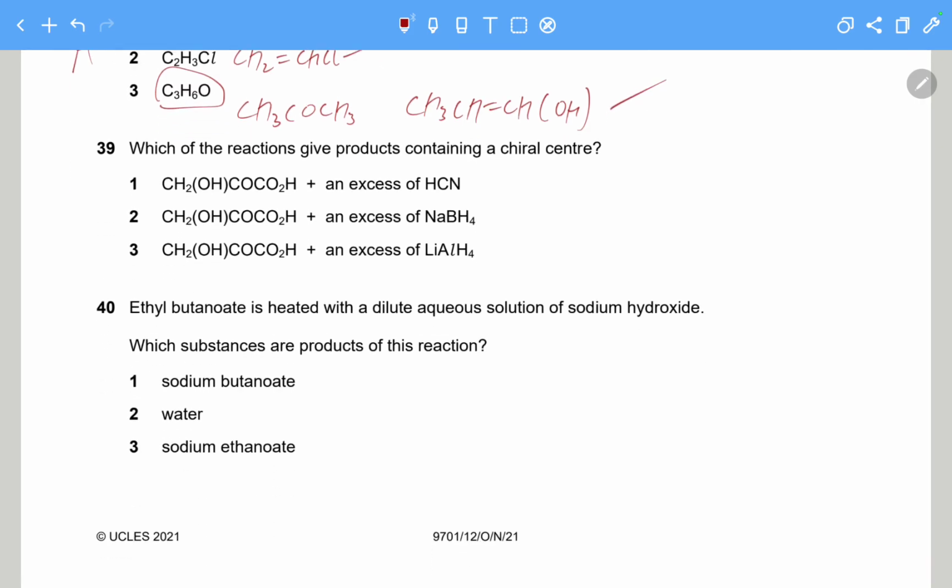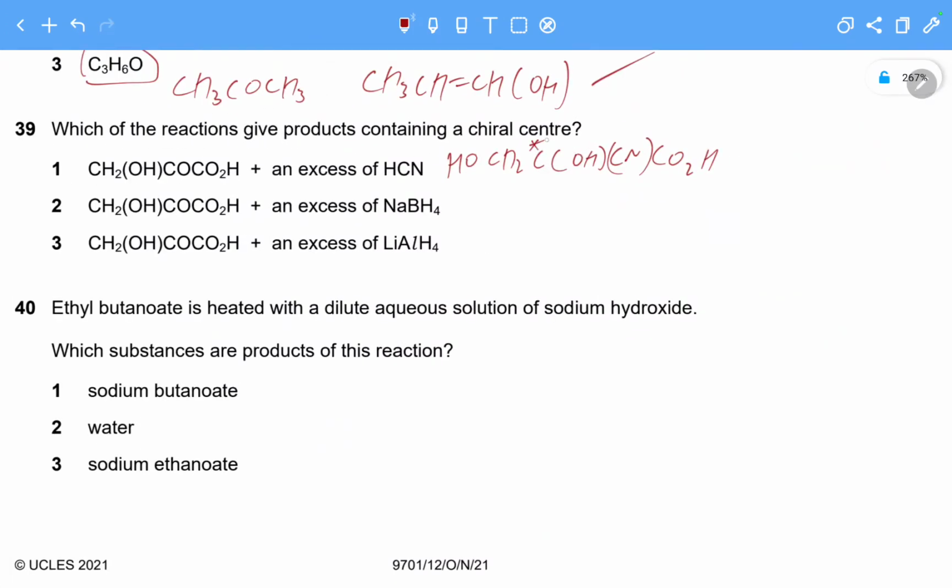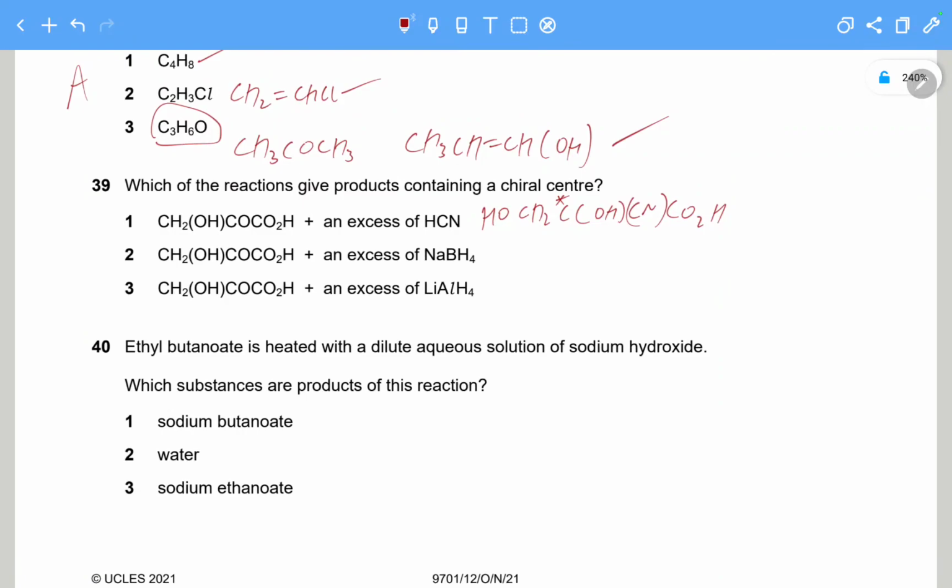The penultimate question: which of the reactions give products containing a chiral center? CH2OH COCO2H plus excess of HCN. This is a nucleophilic addition reaction. So this will be HOCH2 C(OH)(CN) CO2H, and this is a chiral center, as you can see, because it's attached to four different groups. So this will be a part of the answer.